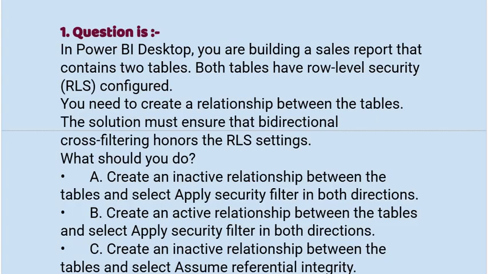Question is, in Power BI desktop, you are building a sales report that contains two tables. Both tables have row level security RLS configured. You need to create a relationship between the tables. The solution must ensure that the bidirectional cross filtering honors the RLS settings. What should you do?